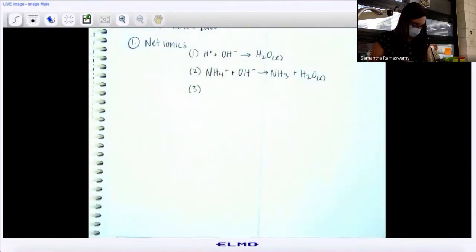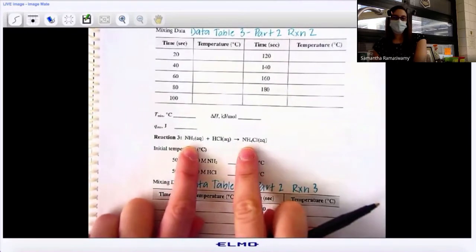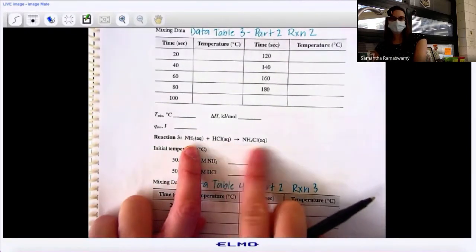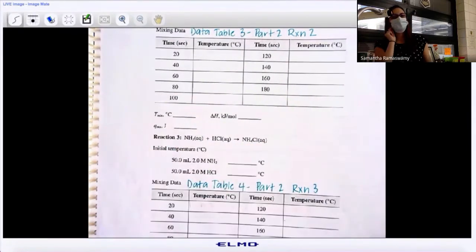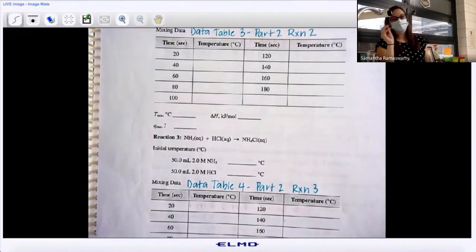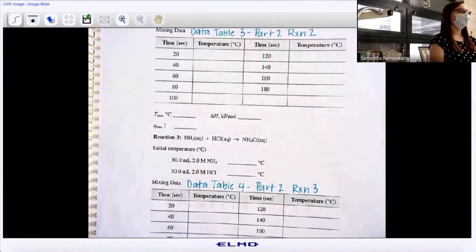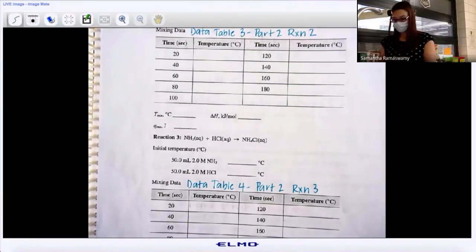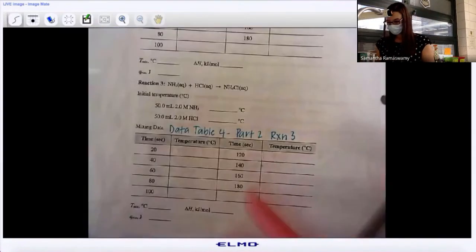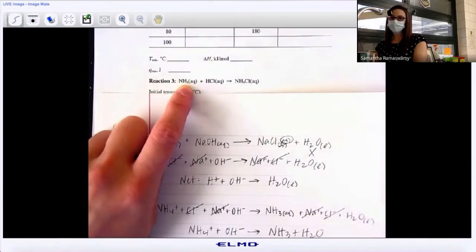And then finally, reaction 3. Reaction 3, NH3 plus HCl yields NH4Cl. Now I know there's some people that can look at this and immediately see what the spectator ion is. If you can, great. If not, that's fine. So NH3 again is ammonia. Ammonia is a weak base. It does not break apart.